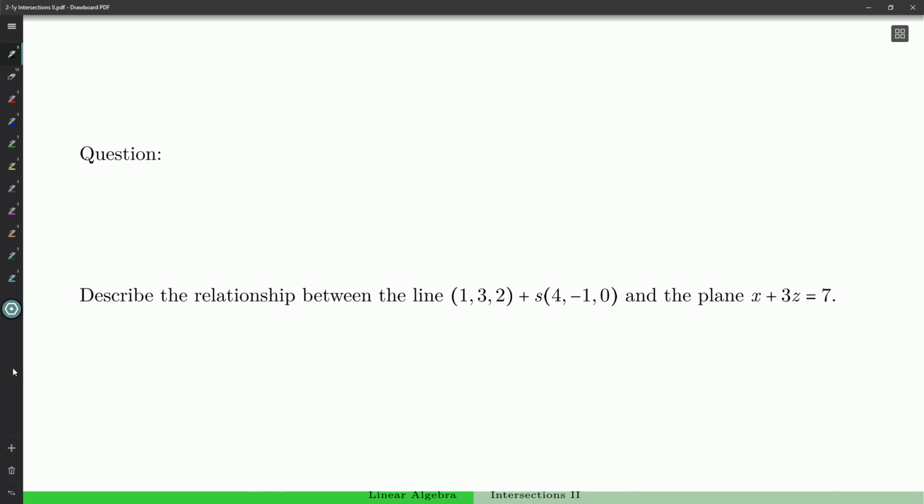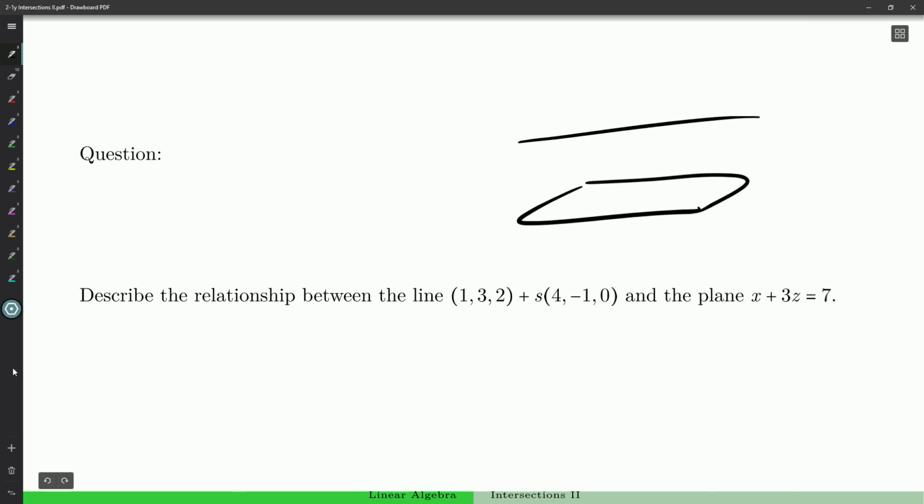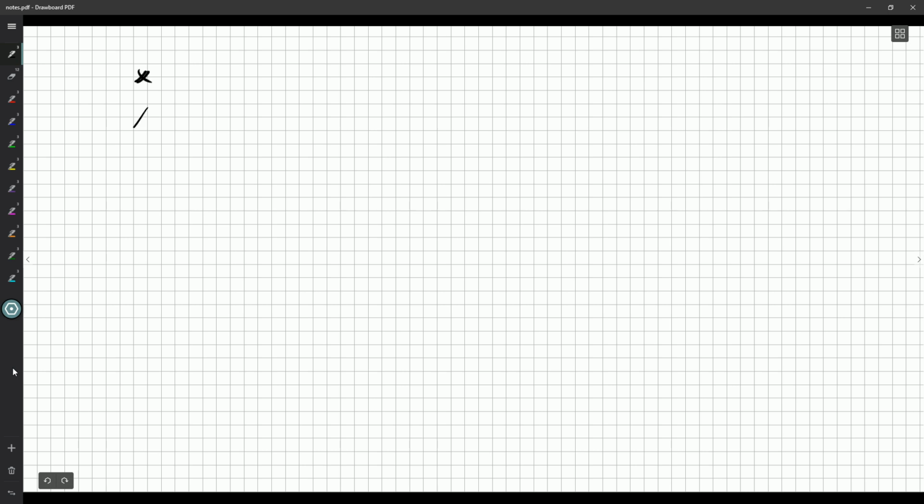Describe the relationship between the line (1, 3, 2) + s(4, -1, 0) and the plane x + 3z = 7. So with the wording of the question, we could have an intersection point. Maybe this line is on the plane, or maybe they just run parallel to each other and don't actually intersect. The way we'll approach this is the same regardless of what we think may or may not happen. We should still write out parametric form for our line.